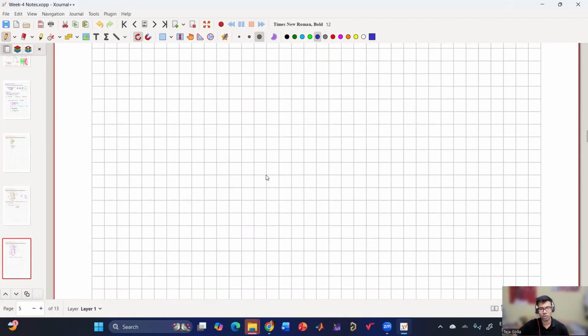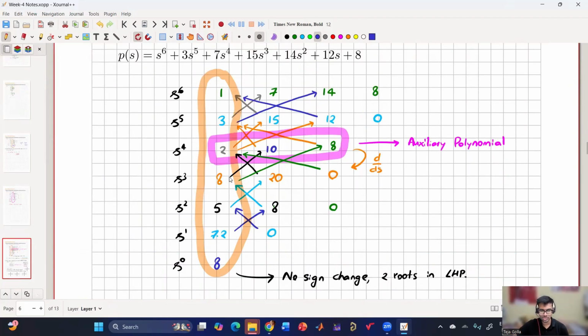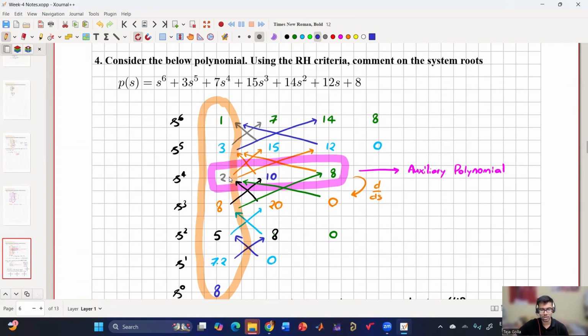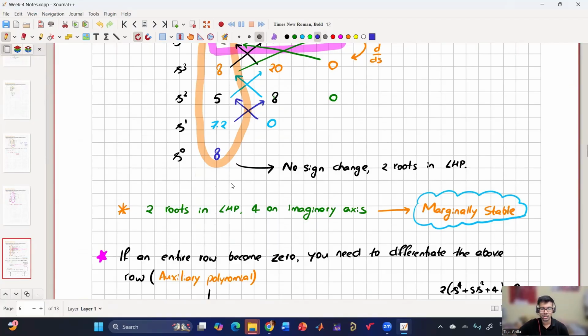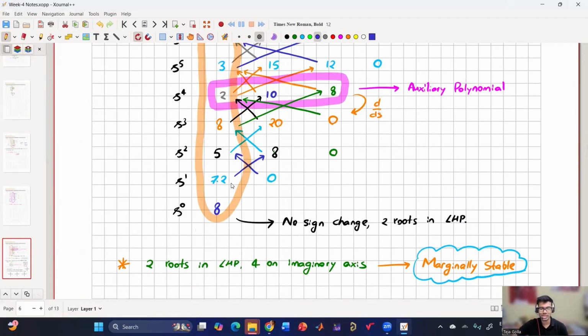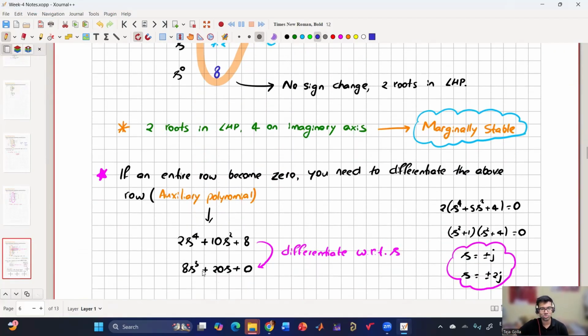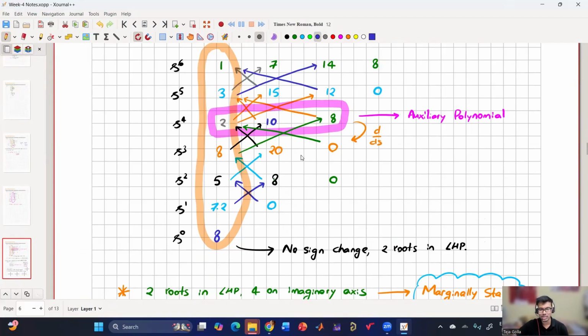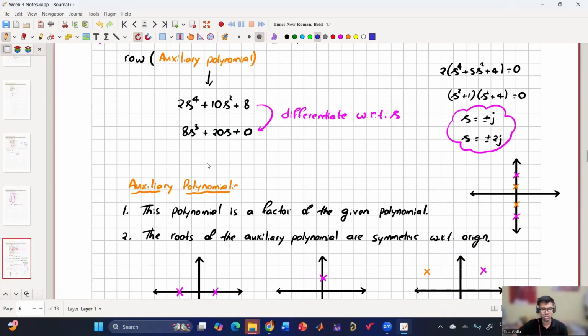Then we have solved two more problems, which are also straightforward, one with sign changes and one with no sign changes. And then we came across one interesting problem where the entire row becomes 0. In such a case, how do we get the coefficients in that row? We use the polynomial above that row, which is defined as the auxiliary polynomial. We differentiate it and use those coefficients in the current row where the entire row has become 0, and finish the Routh table. And once we finish the Routh table, we should go back to the auxiliary polynomial, which is a factor of the given polynomial.